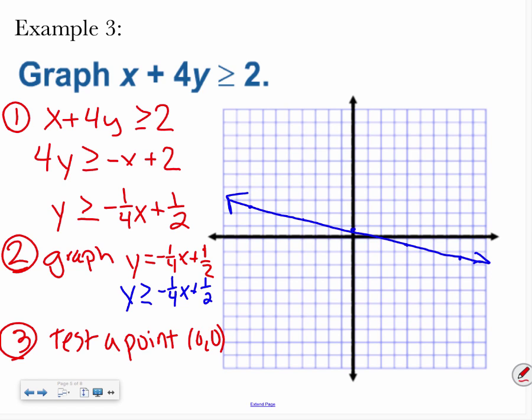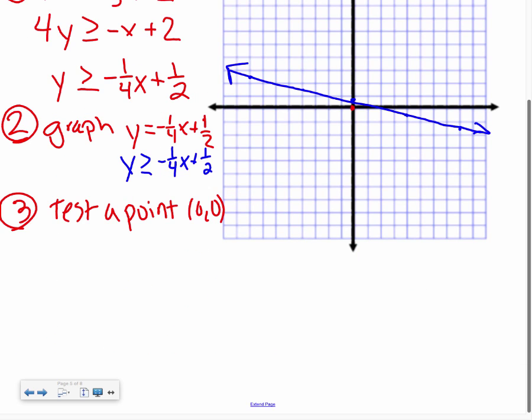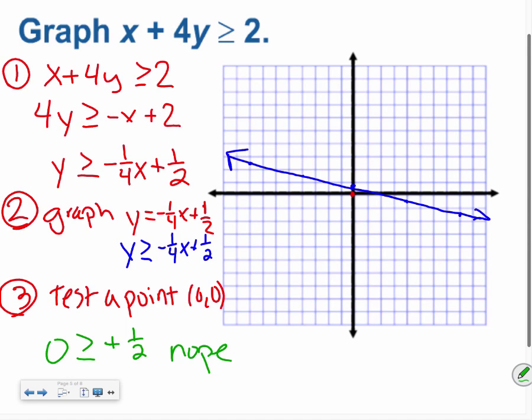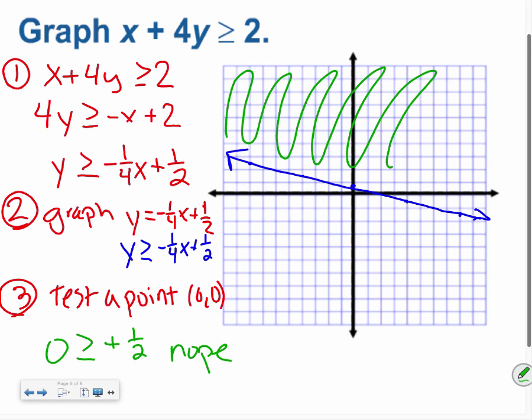Alright, if I test 0, 0, that's right here, and I end up with 0 is greater than or equal to negative 1/4 times 0, which is the same as 0, plus 1/2. Is 0 greater than or equal to 1/2? No. So that means I'm not going to shade the side with 0, 0 because it was false. Sorry, I keep saying graph. I'm going to shade the other side.